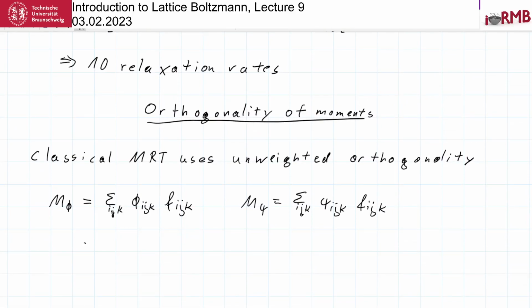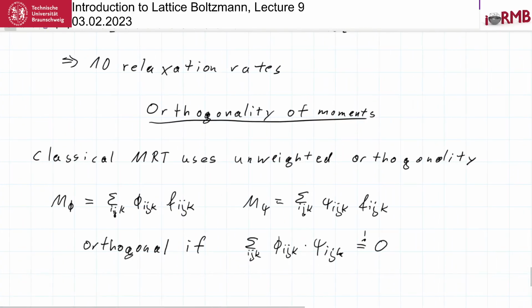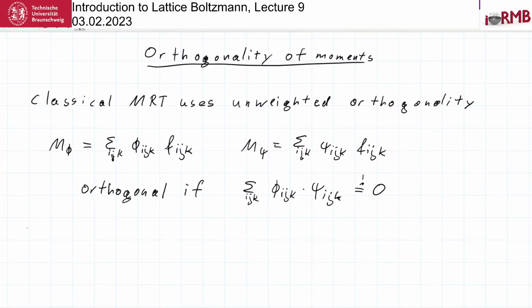And the orthogonality, the unweighted orthogonality, is given as: when the sum over ijk for that particular lattice of the kernel phi_ijk times psi_ijk is equal to 0. This is the definition of orthogonality, right? So what we do.